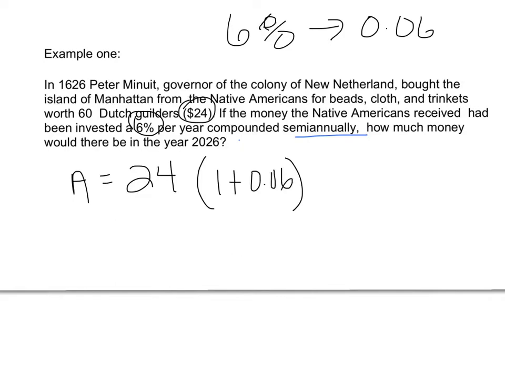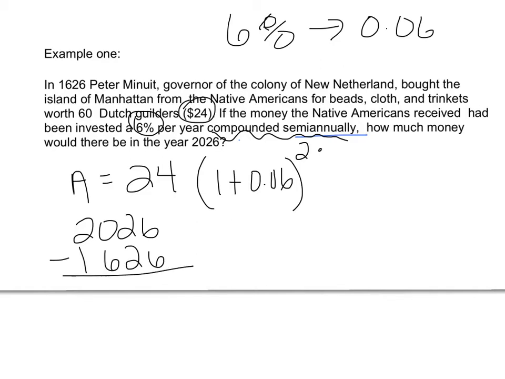The change now is that we have an exponent that is going to be n times t. T is always the number of years, and then n is the number of times it's compounded. So we had talked about semi-annually earlier, which means twice. So we're just going to write 2 times the number of years that have passed. So we need to figure out what the difference is from 2026 to 1626. So if we subtract those two, we end up getting, it looks like 400 years. So we're going to go 400 times 2.